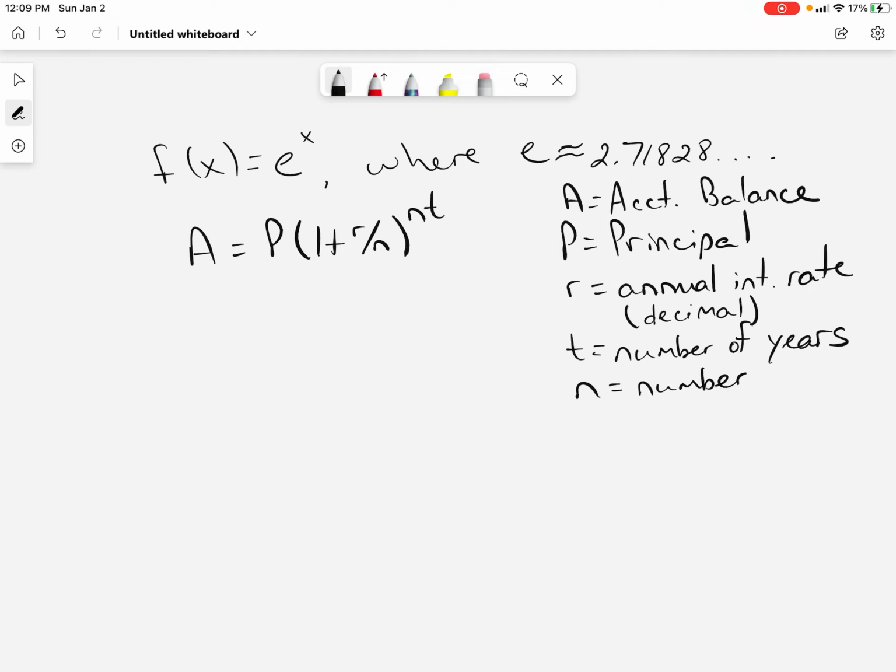A note on the number of years, the t value: make sure that you are using number of years. So for example, if you have a problem where it says 6 months, that's only half a year. So the number that you would use in the problem would be 1/2, not 6. Not the number of months, but the number of years. And then n is the number of compoundings.